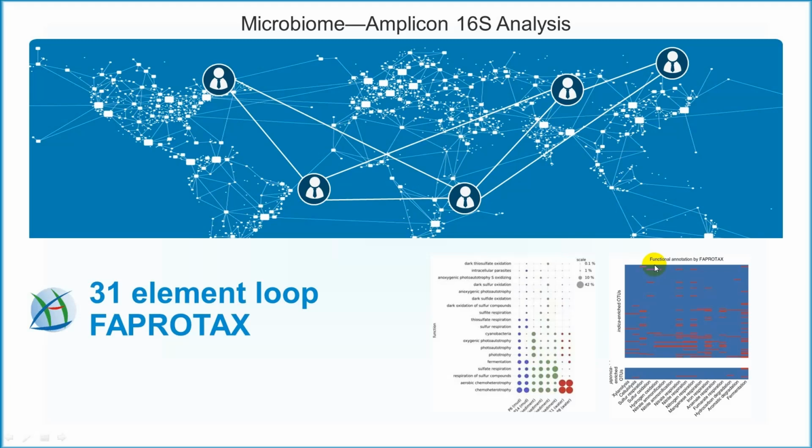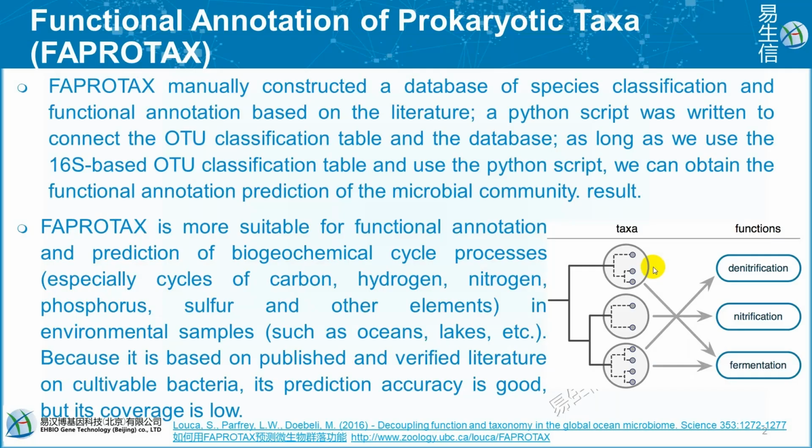In this section, we're going to explain elemental loop FAPROTAX analysis. FAPROTAX is an abbreviation of functional annotation of prokaryotic taxa. FAPROTAX manually constructed a database of species classification and functional annotation based on the literature, and a Python script was written to connect the OTU classification table and the database.